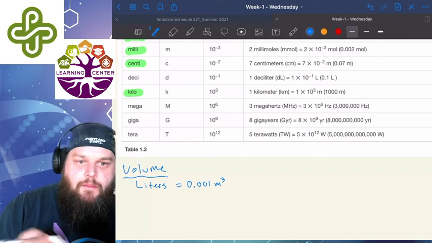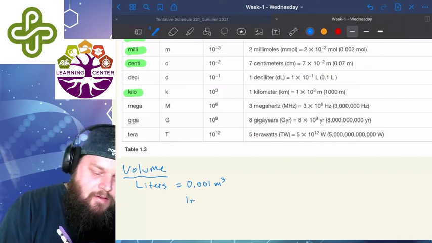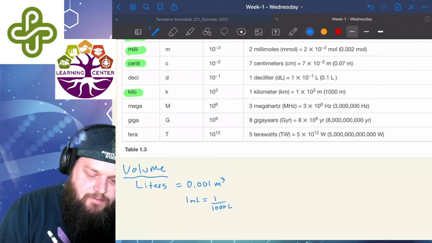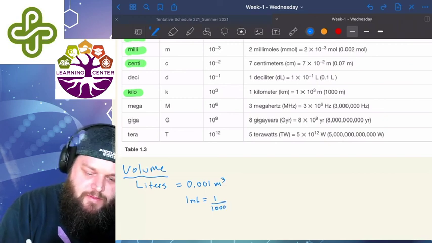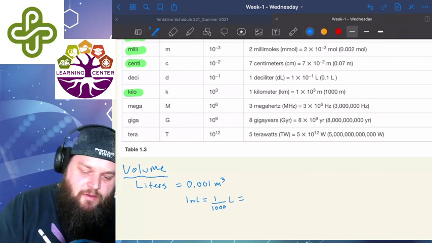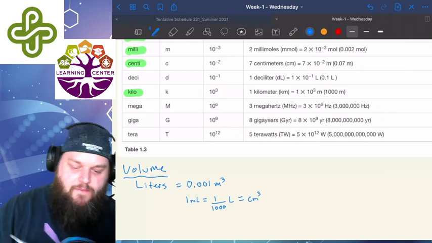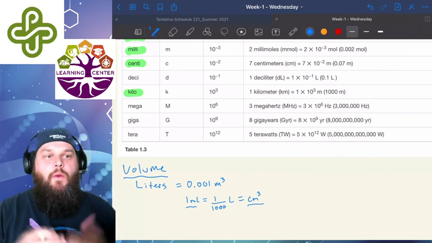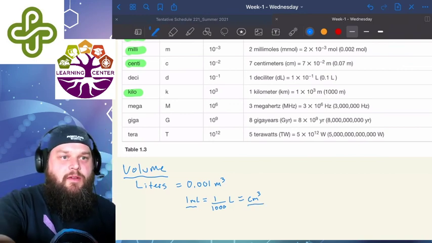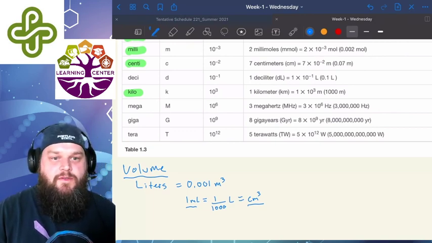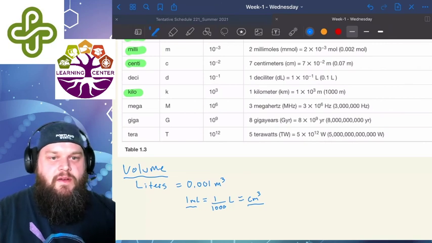We could also convert that to milliliters. So we can think of 1 milliliter, which is equal to 1/1000th of a liter, which is also going to be equal to a centimeter cubed. And this is one of the conversions you'll see very often. It's really important to remember that 1 milliliter is equal to 1 centimeter cubed. And the conversion from liters to meters cubed is also fairly useful, because sometimes they'll throw that at you as well.